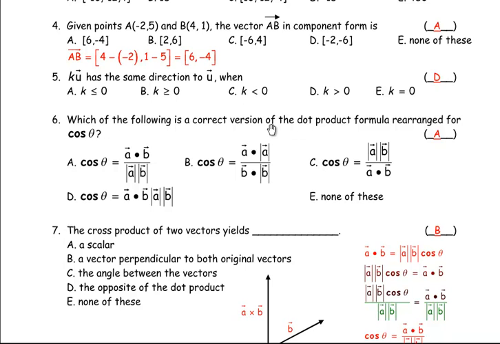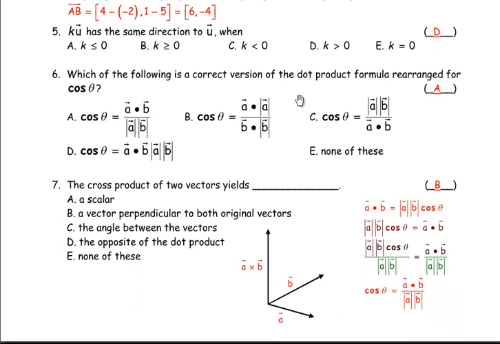For number 6, you're asked which of the following is a correct version of the dot product formula solved or rearranged for cos theta. So here's my work down here. This is the definition of the dot product. It's the magnitude of the two vectors multiplied times the cos of the angle between them.